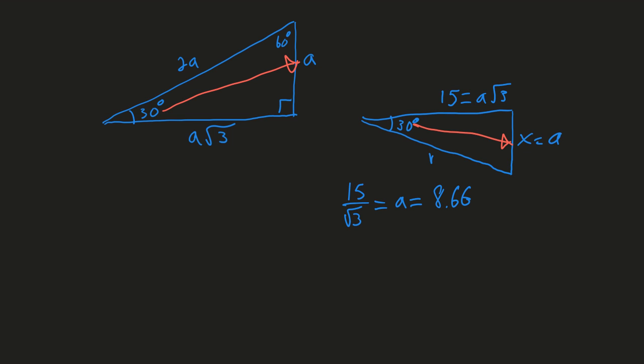Now, what about our resultant side? What about this side? Well, if I know that the hypotenuse is always equal to 2a, then I just have to do 2 times 8.66. And you should get 17.32. So now we know all sides of our triangles just using that simple algebra and the reference triangle.